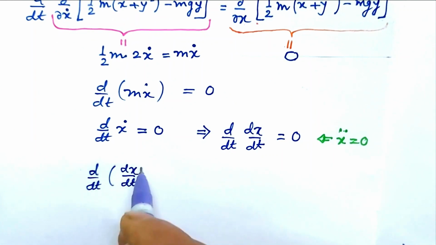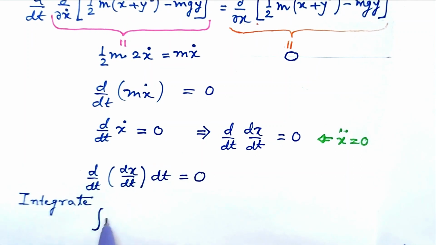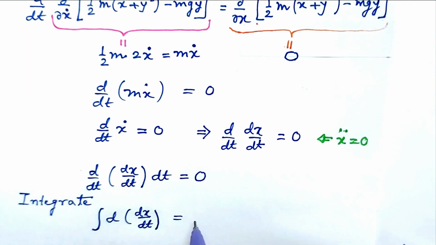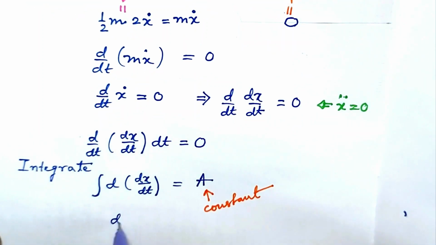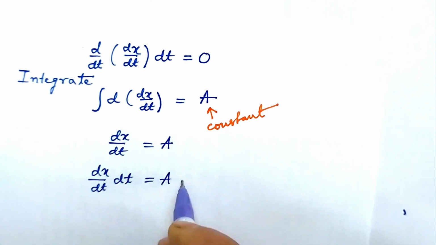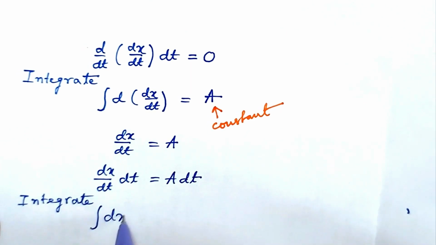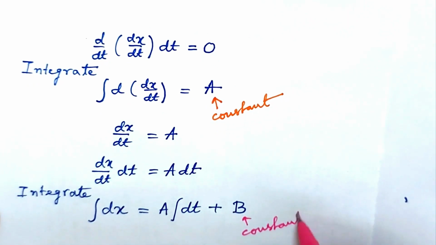Multiply both sides by dt to get, integrate, dt cancels out, and we have a constant a, which is a constant of integration. So dx/dt is a. Multiply by dt on both sides and integrate to end up with x equal to at plus b, here b is another constant of integration.